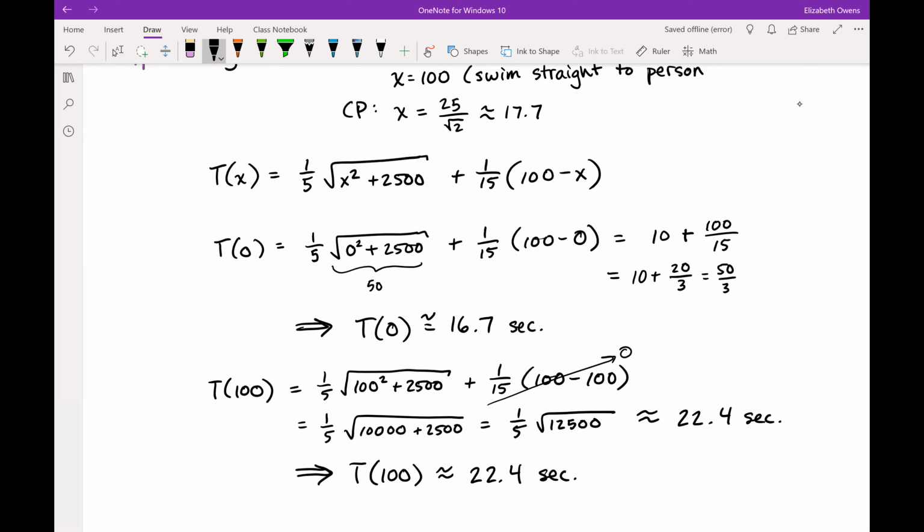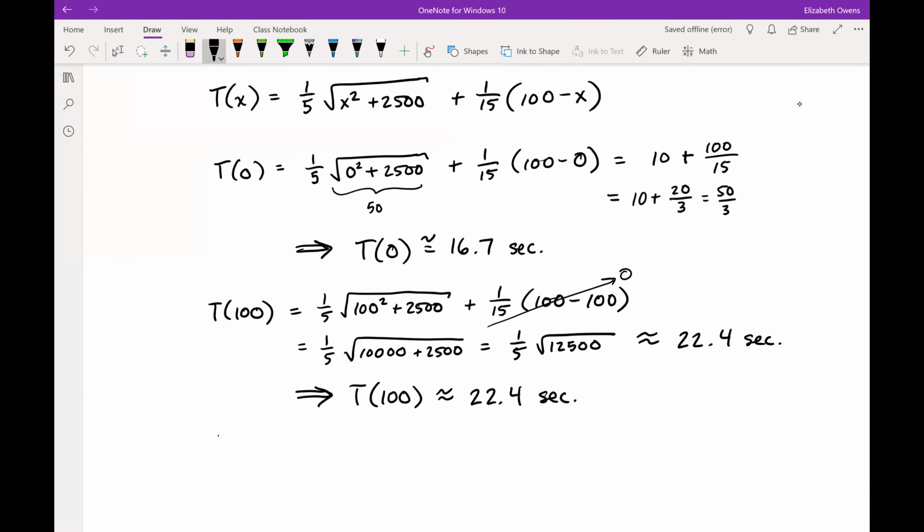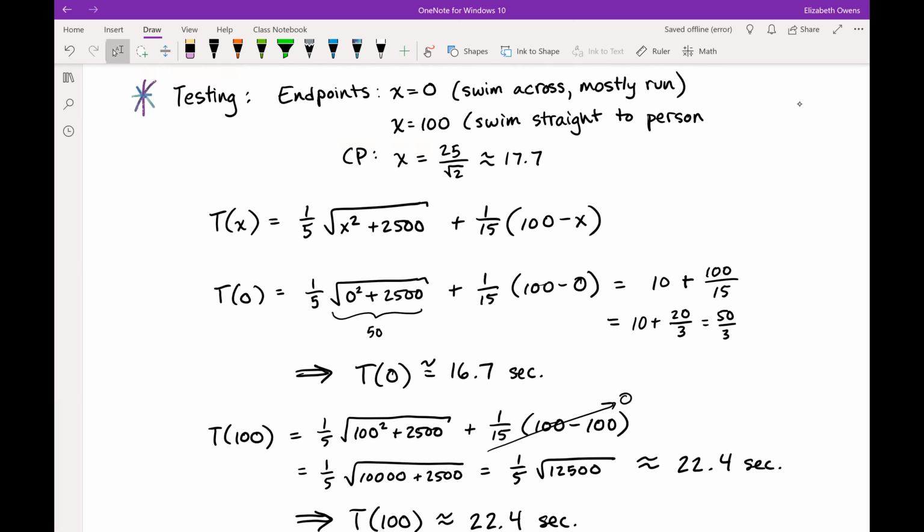All right. And now we need to test our critical points. Because if the critical point doesn't give us a time less than 16.7 seconds, then x equals 0 would win here: swim straight across the river, and then mostly run the rest of the way. Okay, so that's what's winning right now.